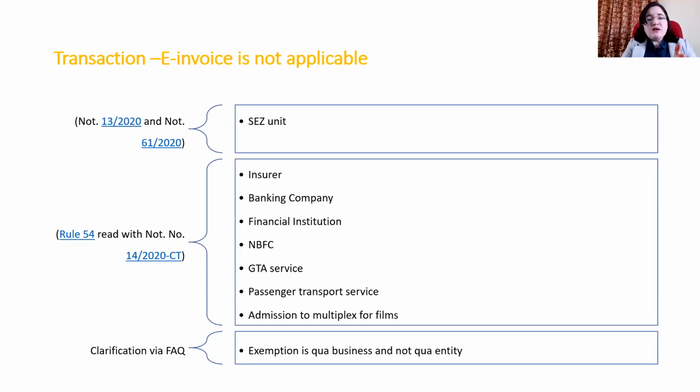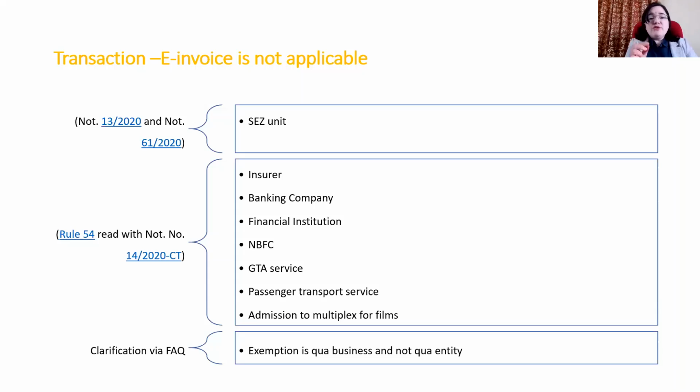So these are the entities which are exempted from generating e-invoicing. The second key aspect is that it is clarified that the exemption given is not entity-wise. The exemption is not for the entity but for the business. So what does that mean?